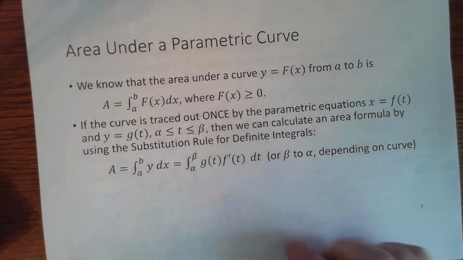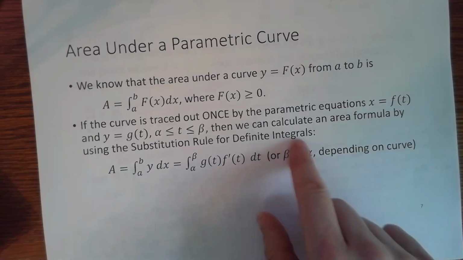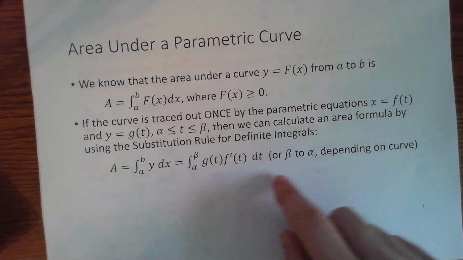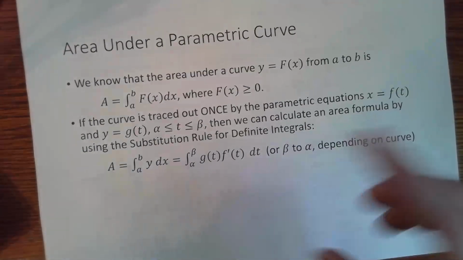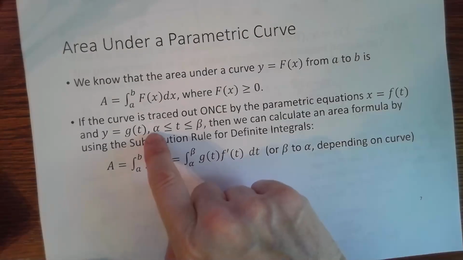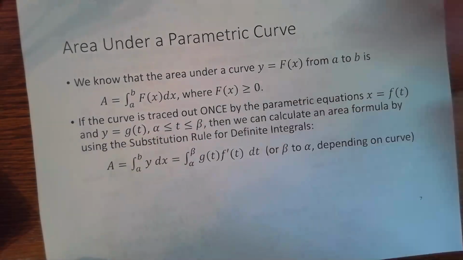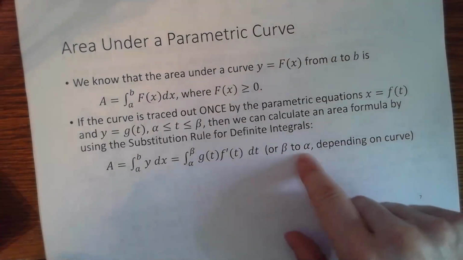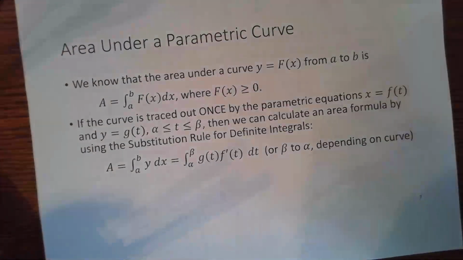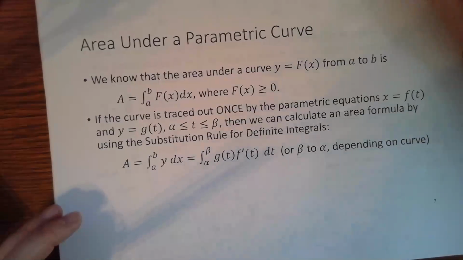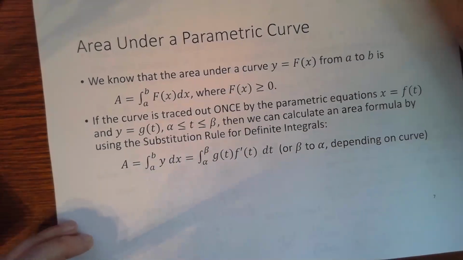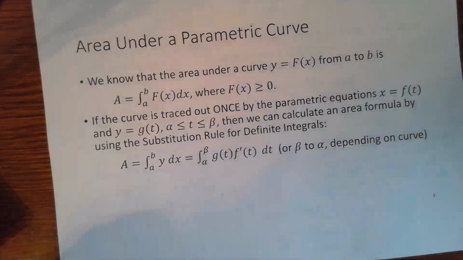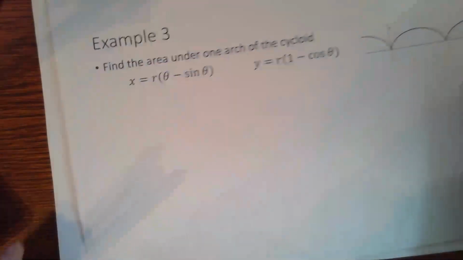So we're just using the substitution rule on this. And then sometimes, depending on the curve, you might have to go beta to alpha or alpha to beta, depending on what the curve looks like, if you want to get a positive area. And you'll usually know that you went the wrong direction if you get a negative area, and in that case, sometimes you can just change the sign and go, oh, I should have gone beta to alpha instead of alpha to beta. Okay.